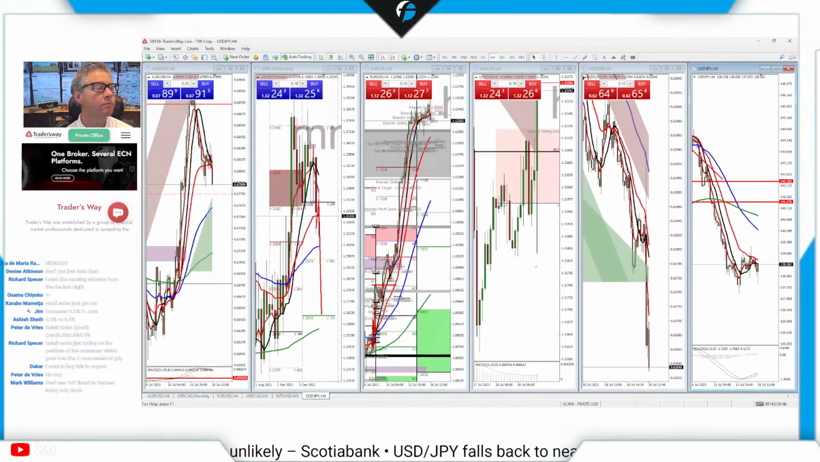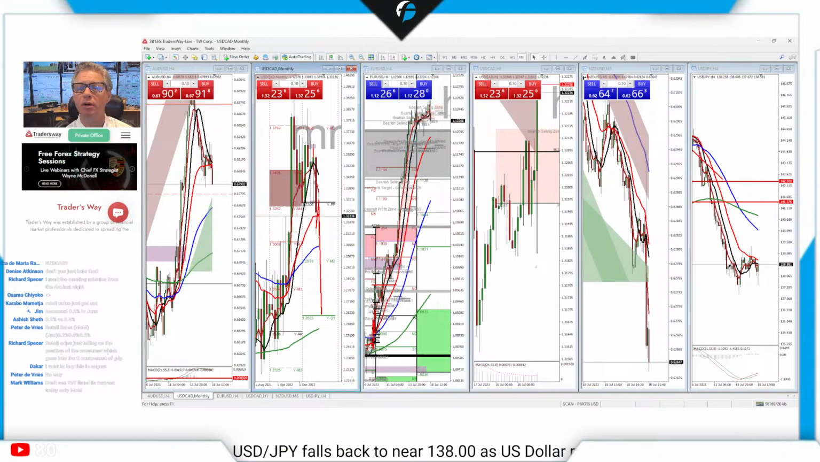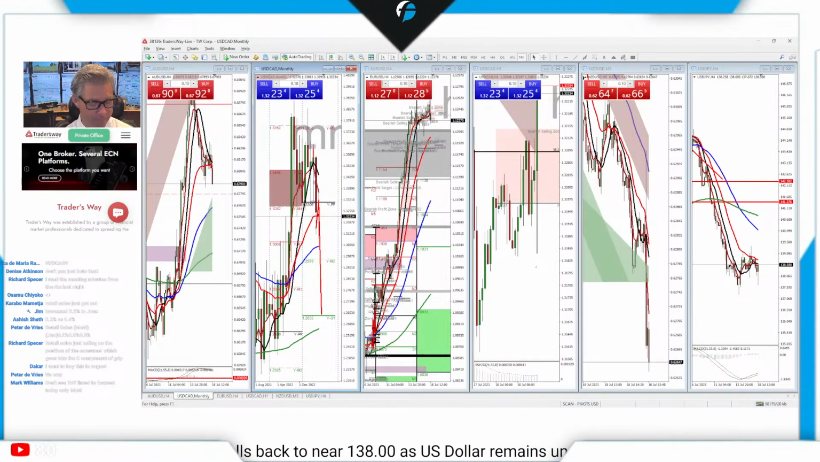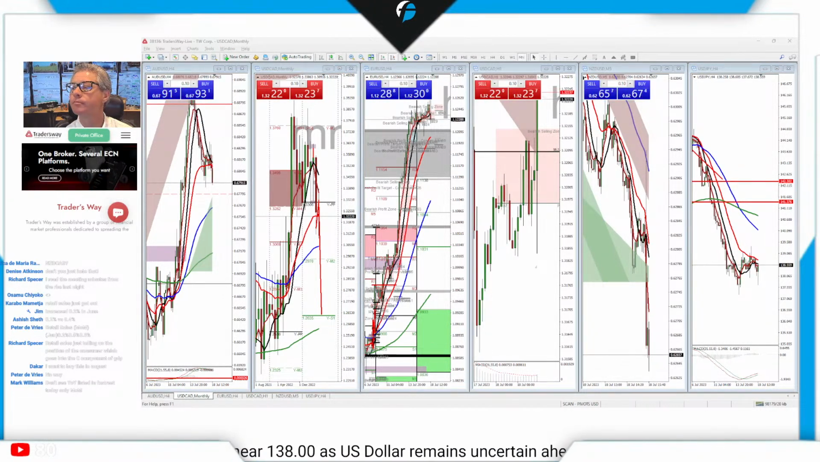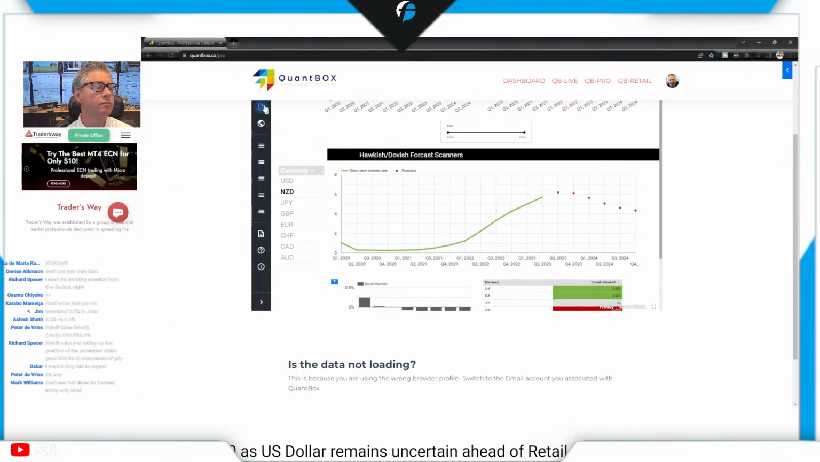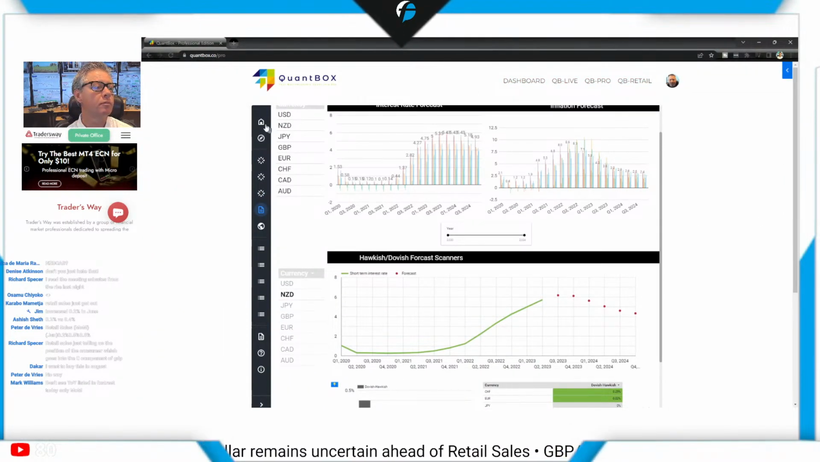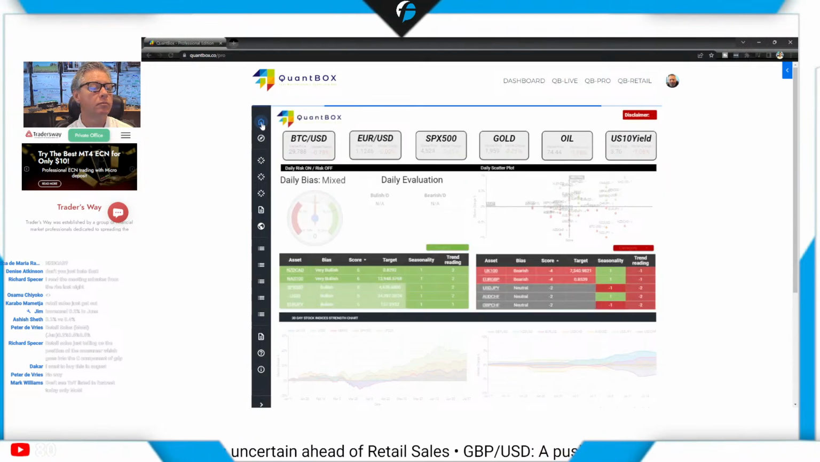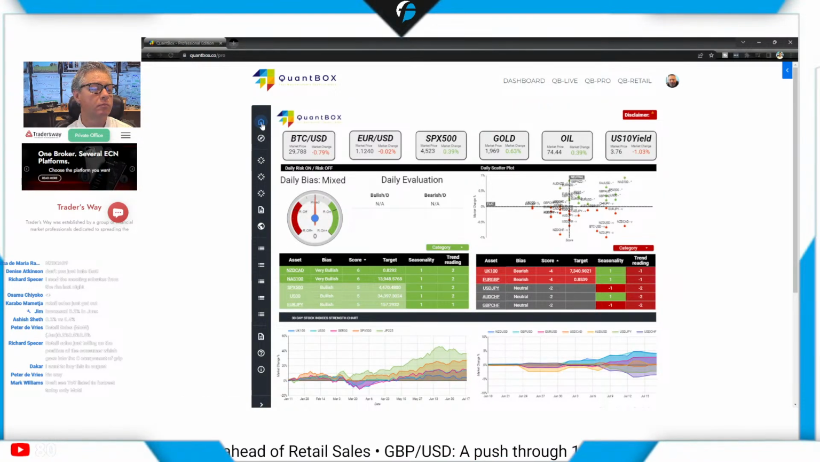Shame, shame. Okay, dollar strength, dollar strength. So what that means is people are disappointed. But still no major movements.